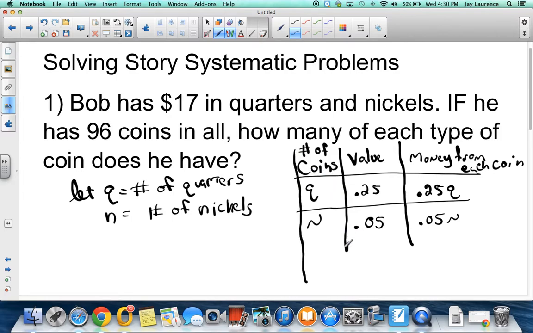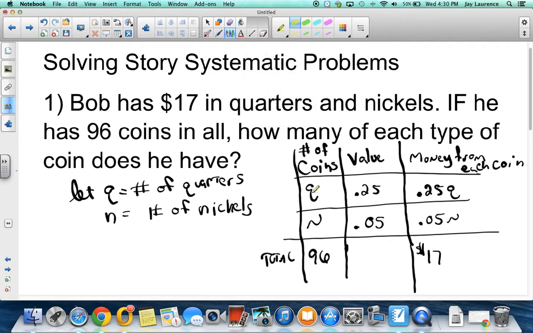All right. So then we have the totals, right? Total. And Q plus N has to equal 96. We don't put a total there, but here we have to have $17. Well, I've got my two equations, right? There's an equation there, and there's an equation there.